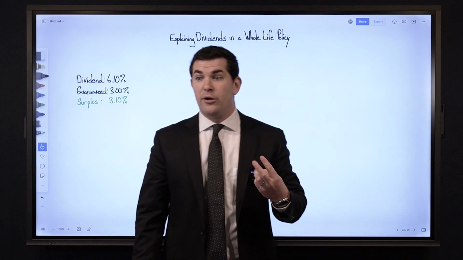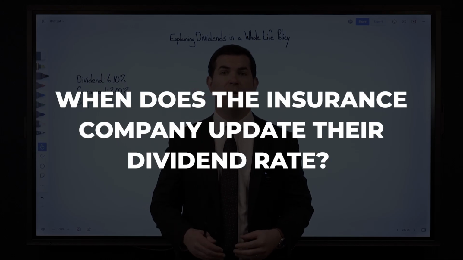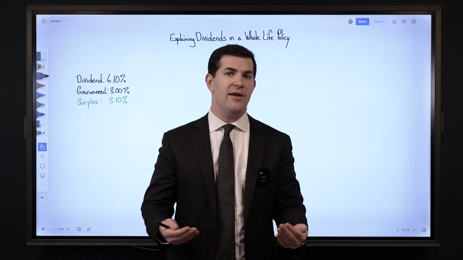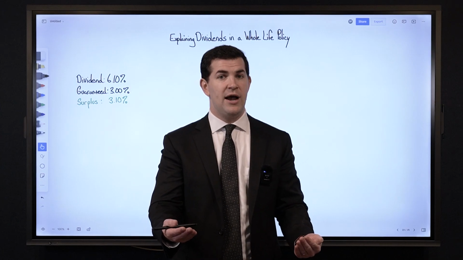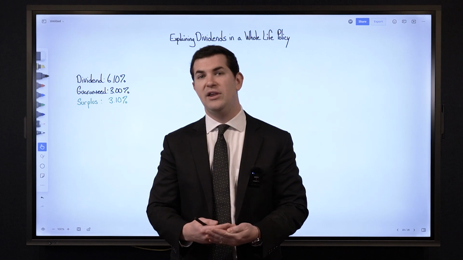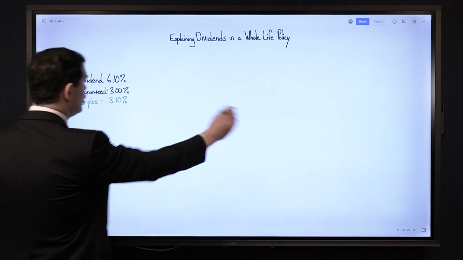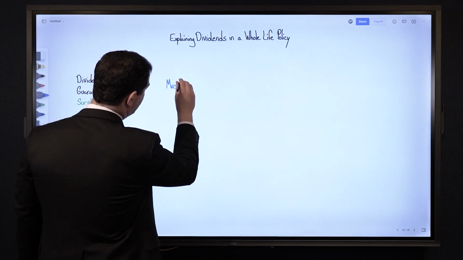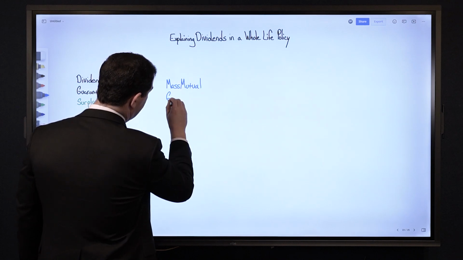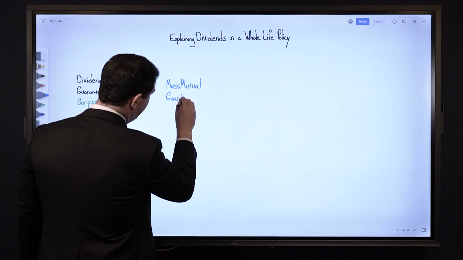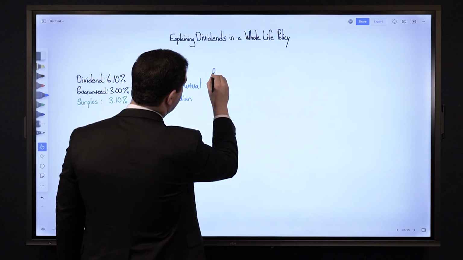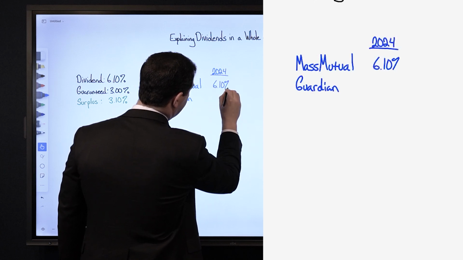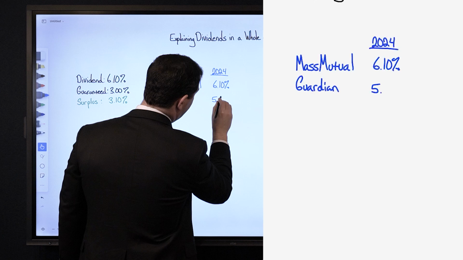It is at the beginning of each year or at the end of each year, depending on the life insurance company. Our third question, when does the insurance company update their dividend rate? Insurance companies update their dividend rate every year. However, you'll receive the updated dividend rate depending on your policy anniversary date. If we look at two companies, let's look at the two we just looked at. We've got Mass Mutual and then Guardian. If we look at their 2024 dividend interest rates, Mass Mutual was 6.1% and Guardian was 5.9%.